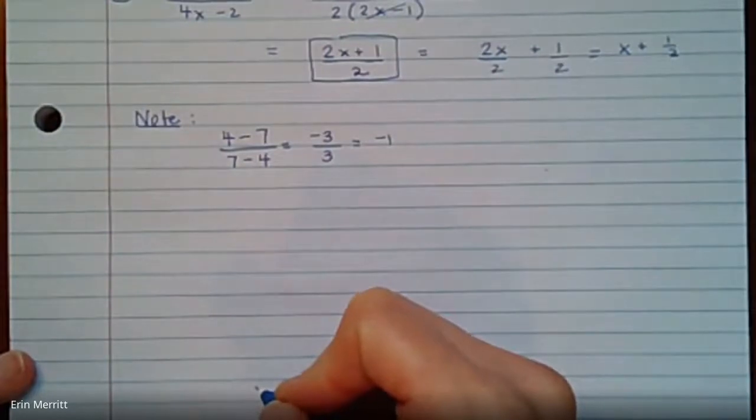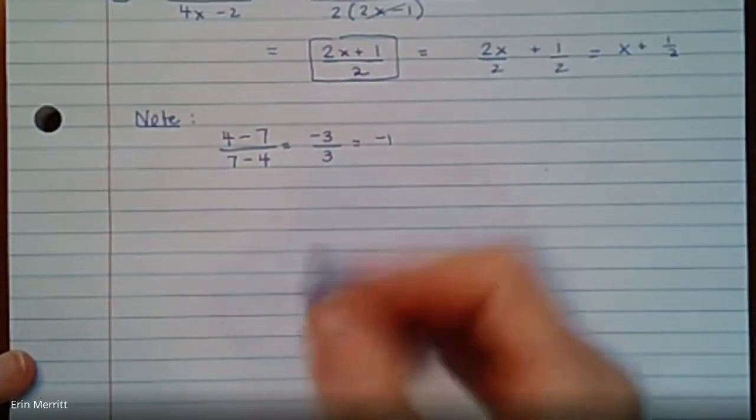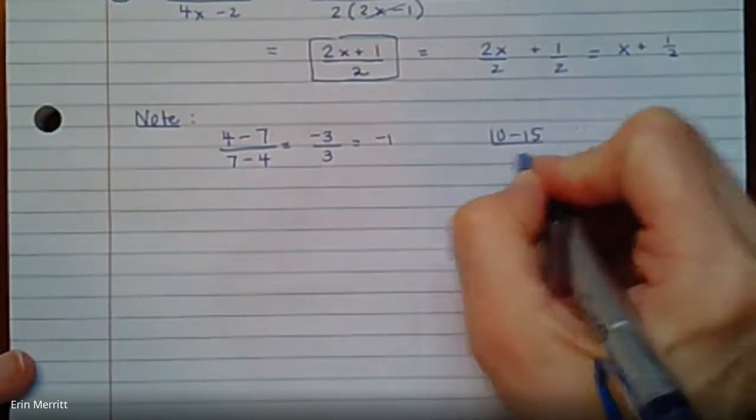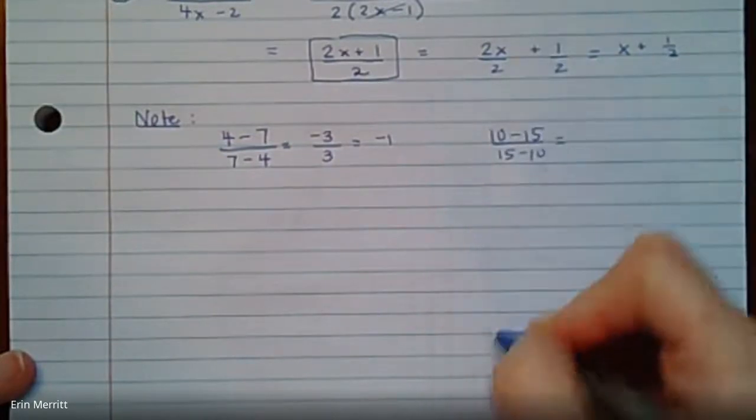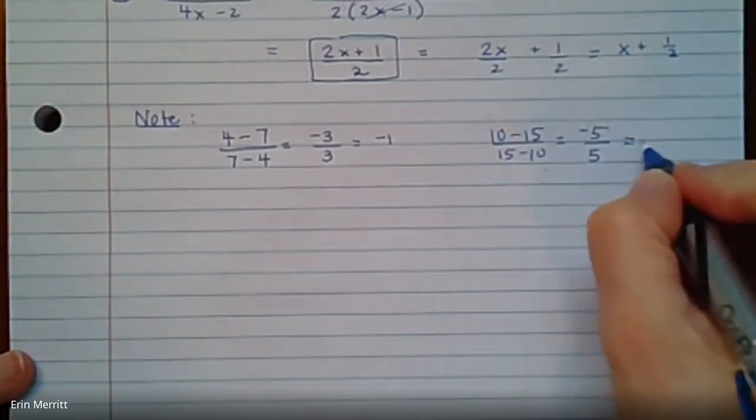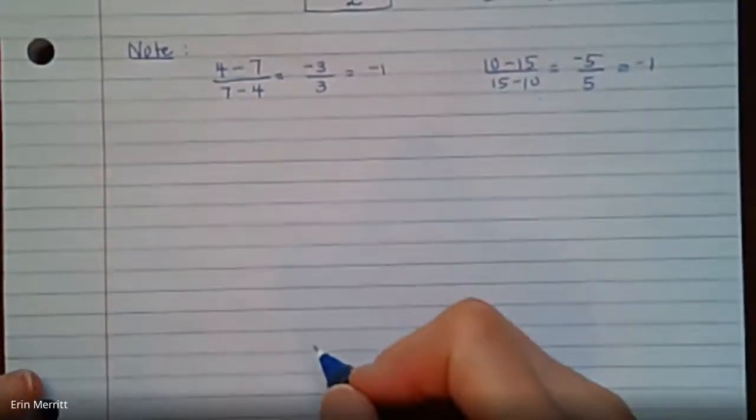And I could say, okay, let's pick 2 different numbers. So if we pick 10 and 15, 10 minus 15 over 15 minus 10. So if I flip the order, this would give me negative 5. This gives me positive 5. Again, I get that quotient of negative 1.